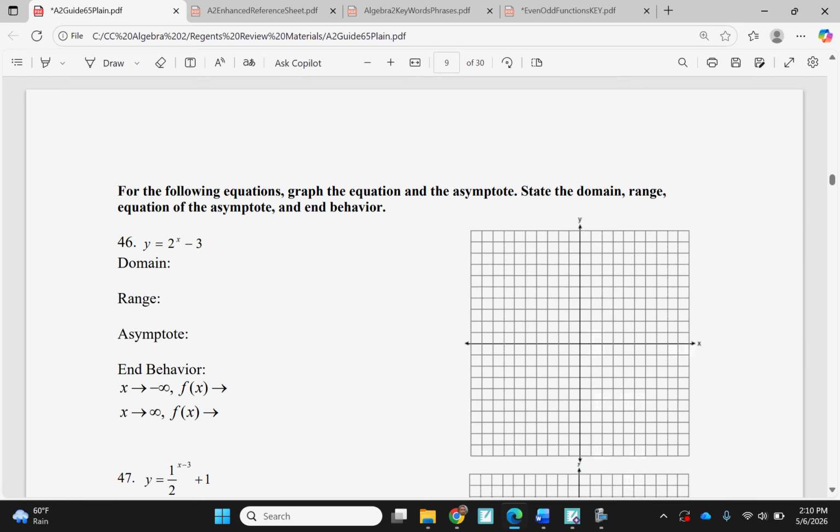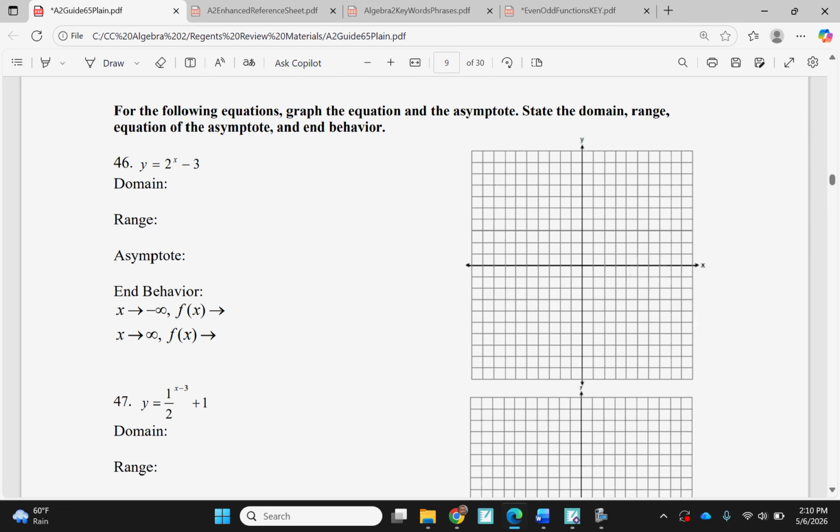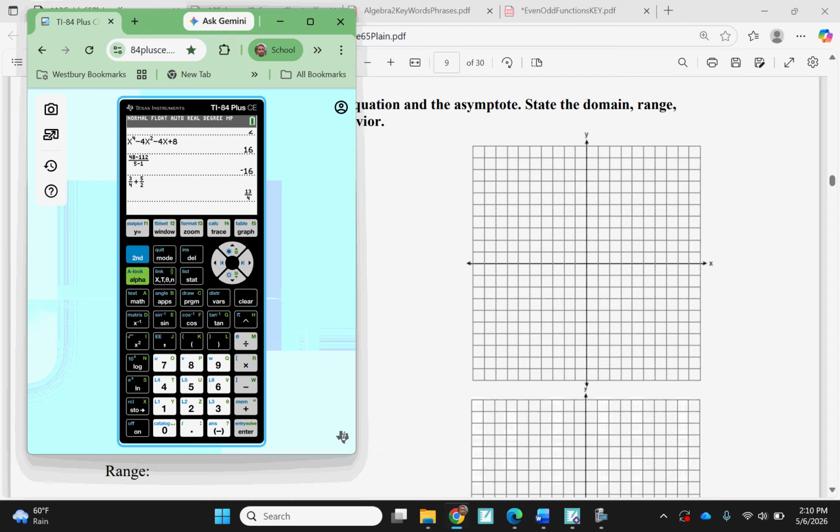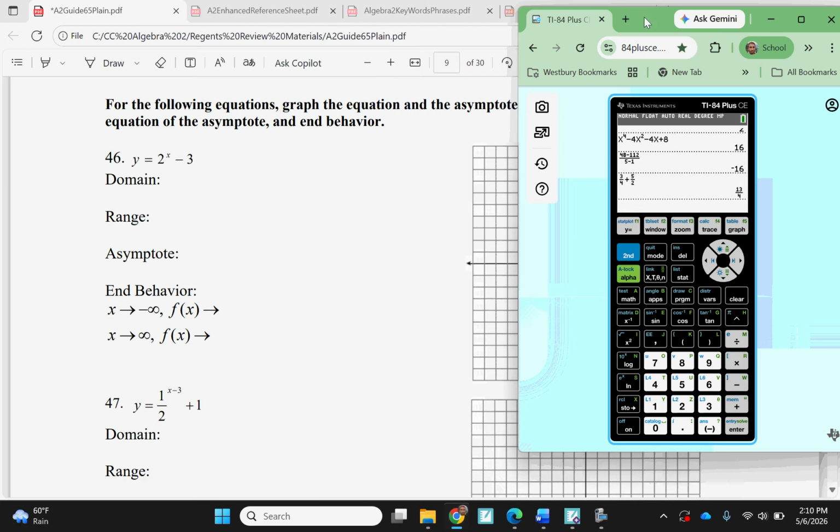All right, we've got graphing exponential and logarithmic functions. For both exponential and logarithmic functions, there's an asymptote. The easiest way, again, this is a guide to 65, is to just graph it like we graphed the polynomial before. I'm going to go to y equals and type in 2 to the power of x minus 3.